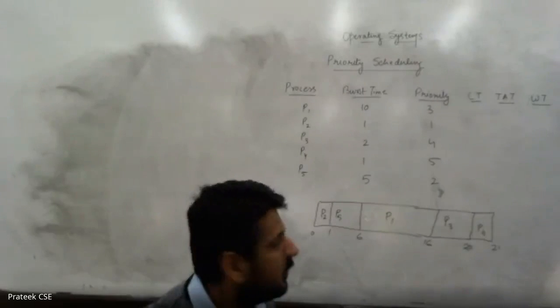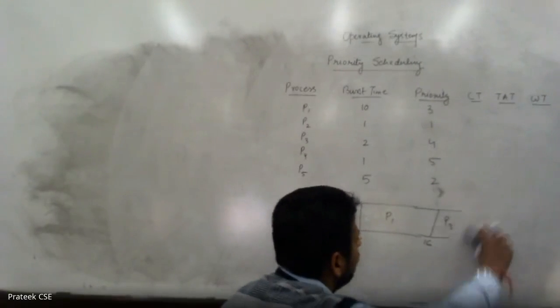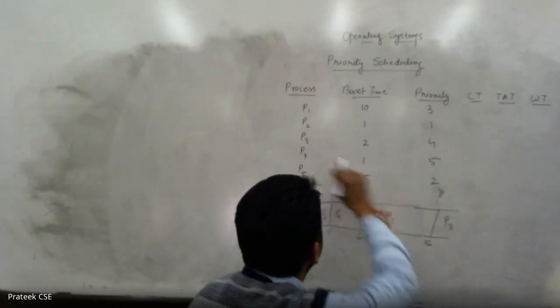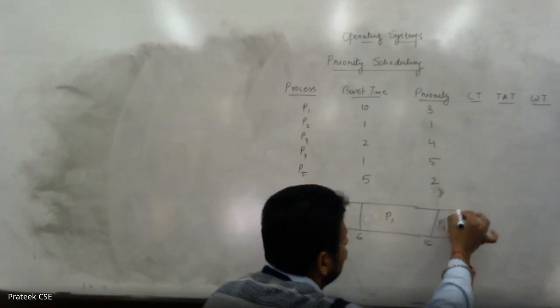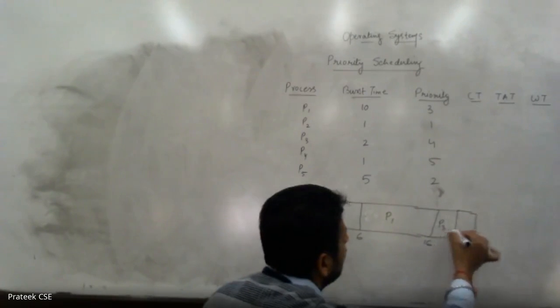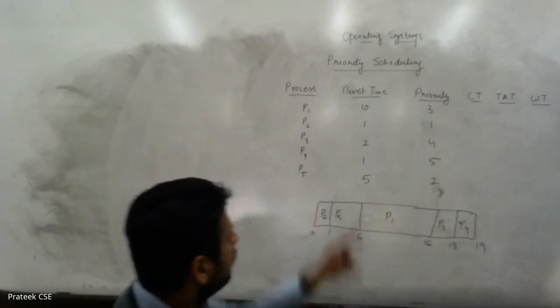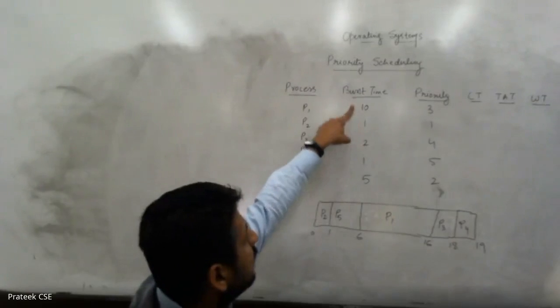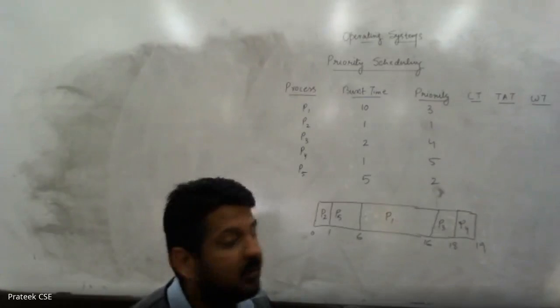Sir, P3 will not be 16 to 20, it will be 16 to 18. Okay, the burst time of P3 is 2. I had just calculated the priority. Thank you for correcting me, P3 requires only 2 milliseconds, so it will be from 16 to 18. And then we have P4, which requires only 1 millisecond, that is from 18 to 19. So 5 plus 1, 6, 8, 9, and 9 plus 10, 19. And again, I am here having this 19.